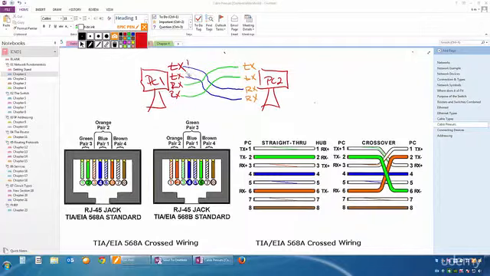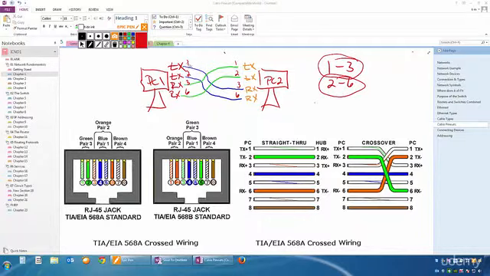If this is pin 1, and this is pin 2, and this is pin 3, and this is pin 6, what are these? 1, 2, 3, and 6, right? So as you can see, 1 is going to 3 and 2 is going to 6. If you just remember that, 1 to 3 and 2 to 6, you will be able to make your crossover cable. These are the only two you have to remember.